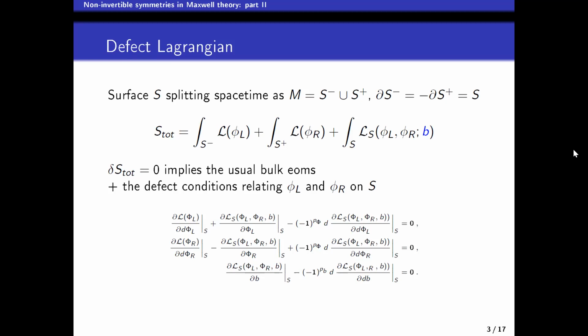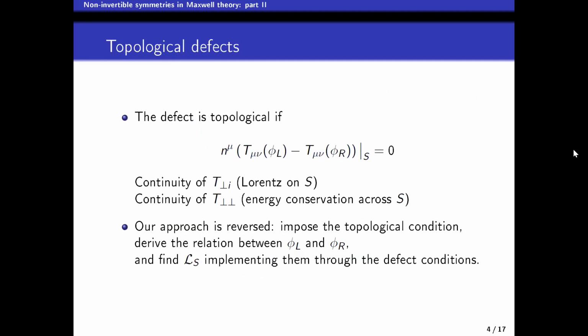Suppose that you know this Lagrangian here, so you compute these sewing conditions, and then you want to check that S defines a topological defect. How do you do that? Well, if you assume that the Lagrangian on the defect does not depend on the metric, then the condition is that the energy momentum tensor should satisfy this topological condition, which basically means that the displacement operator vanishes. And this is a set of D equations.